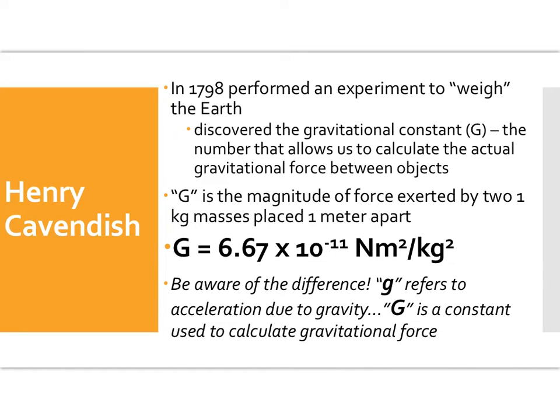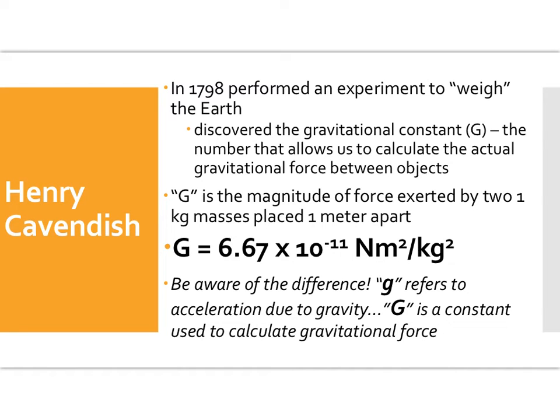Now, Newton knew that all of these things were proportional, that the gravitational force was proportional to the product of objects' masses and to the distance between their centers. But he couldn't quite figure out, it was never equal to that. There was always a piece missing. And Henry Cavendish performed this experiment and he found that missing piece.